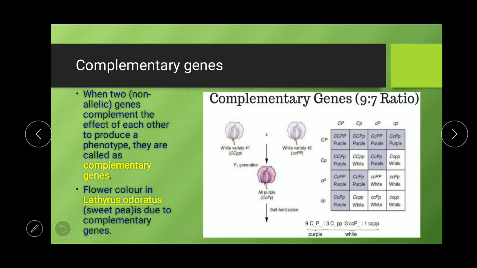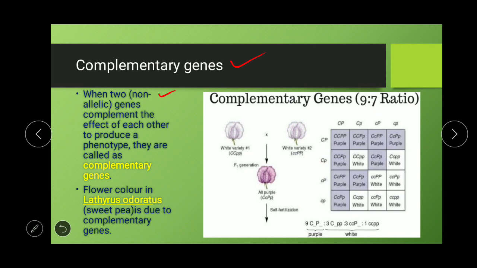Now come to complementary genes. As the name suggests, they complement the function of one another. When two genes, which are non-allelic, that is they do not have the same allele but different alleles, complement the effect of each other, they enhance each other's effect when they are present together. If present singly, they will do a different action, and if present in combination, they will do a different action.